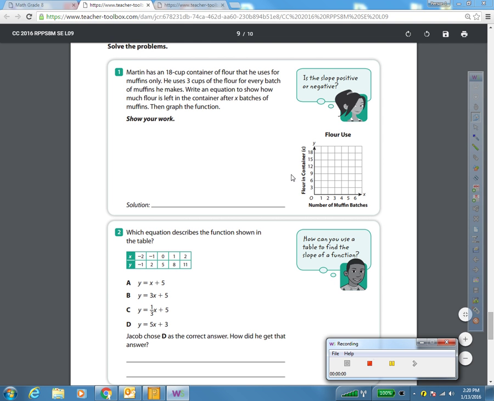This is help with page 99 and 100, problems 1 through 3. So to start, let's go ahead and read this problem. Let me grab my pen here.